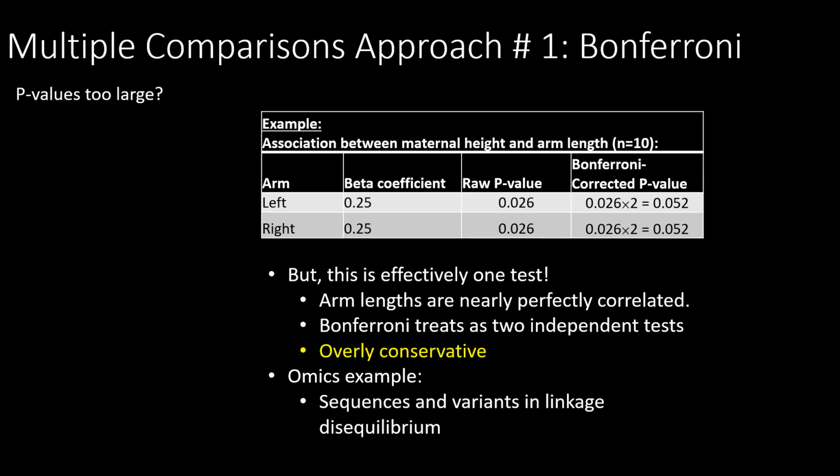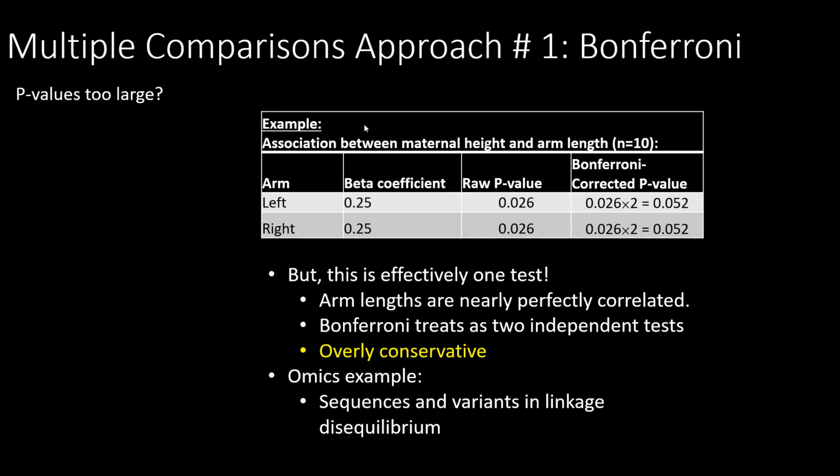And so this is a deliberately silly example, but it's designed to make a point. Let's say that our goal here is to carry out a study to see if arm length relates to maternal height. And so let's say we carry out one test, which is to see how the length of your left arm relates to maternal height. We have our beta coefficient, our p-value. But we want to test the right arm also, just to be sure.